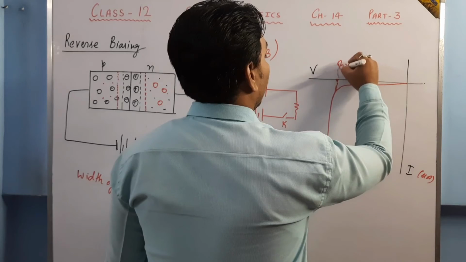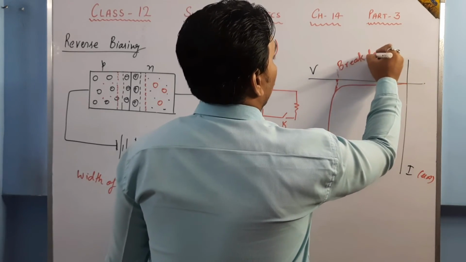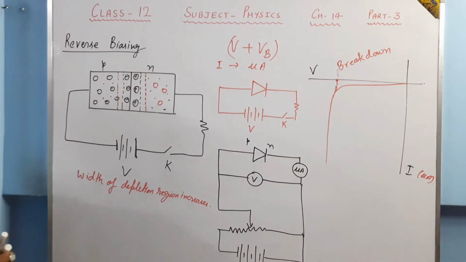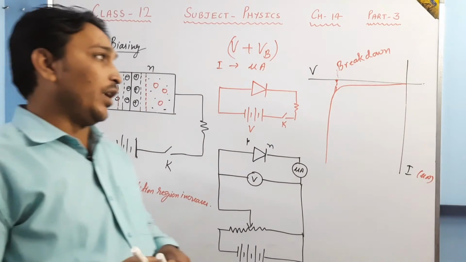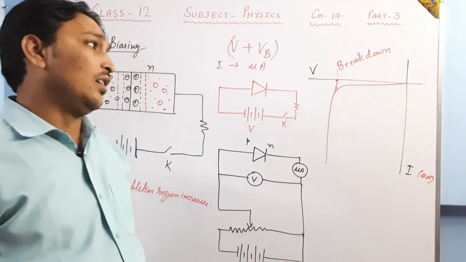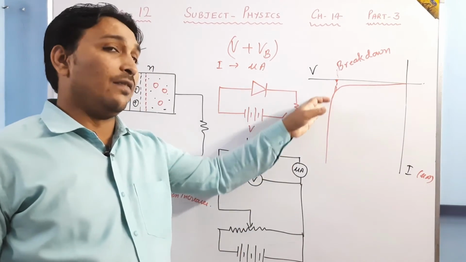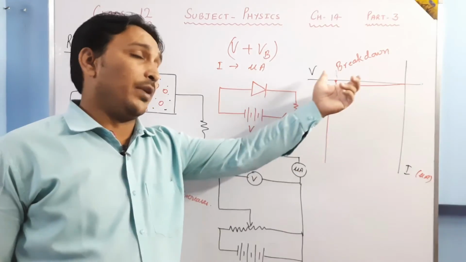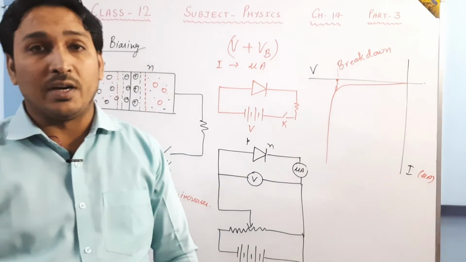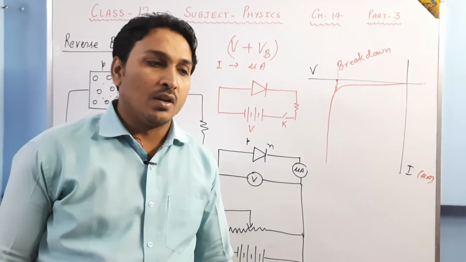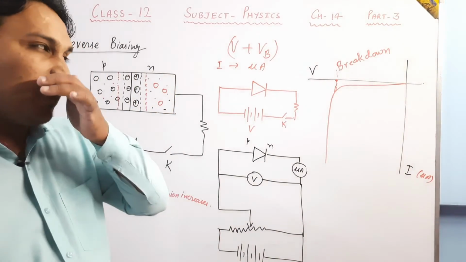So this particular thing is called breakdown. What is breakdown? Breakdown is when the reverse voltage is so strong that there is an infinite current across the junction. The voltage at which the breakdown occurs is called the breakdown voltage. There are two theories for that.